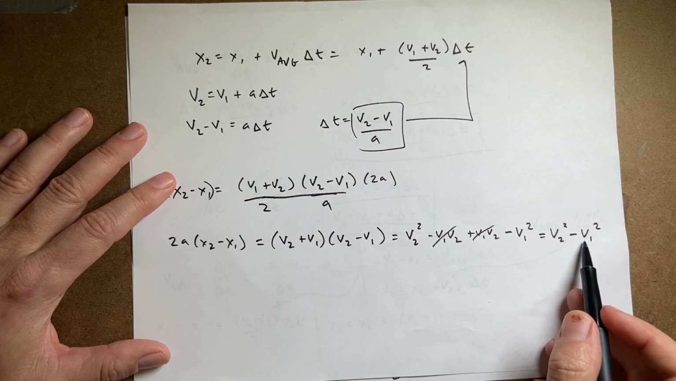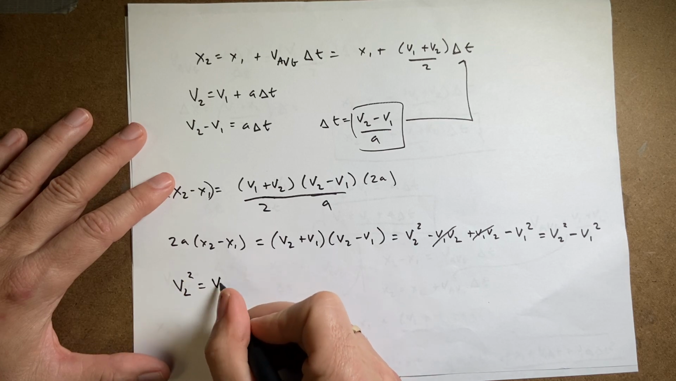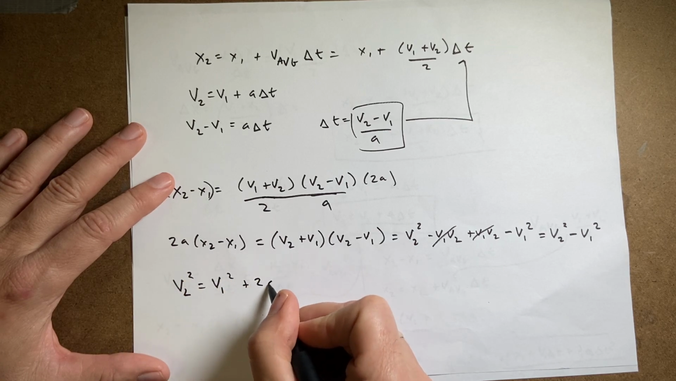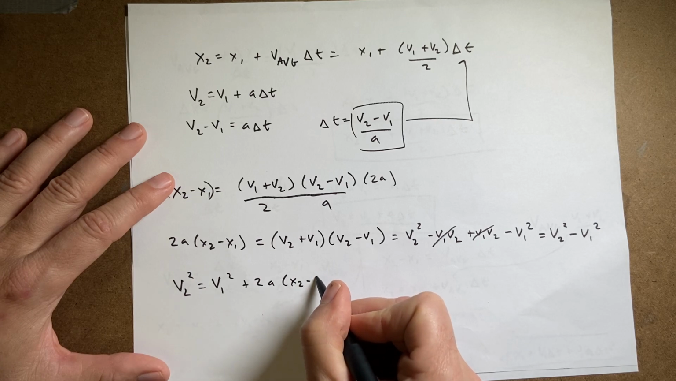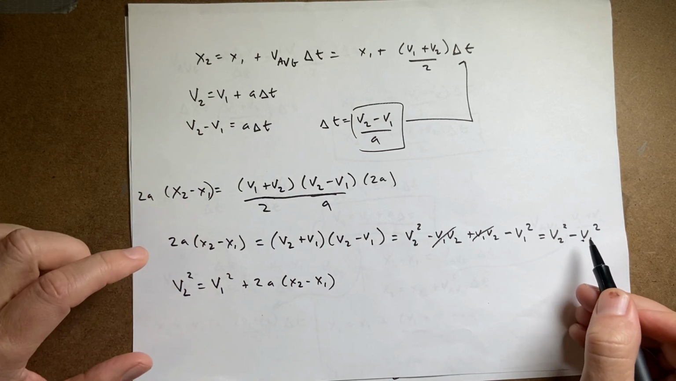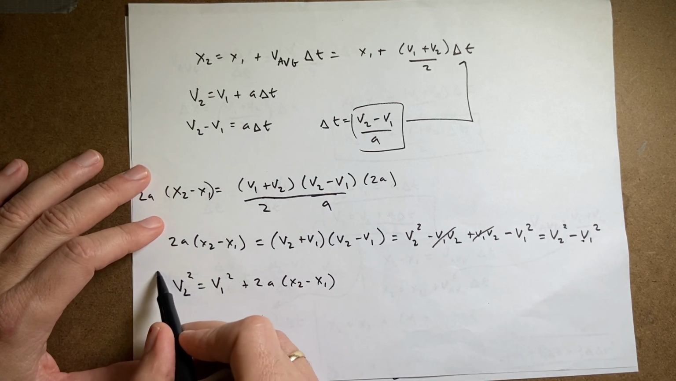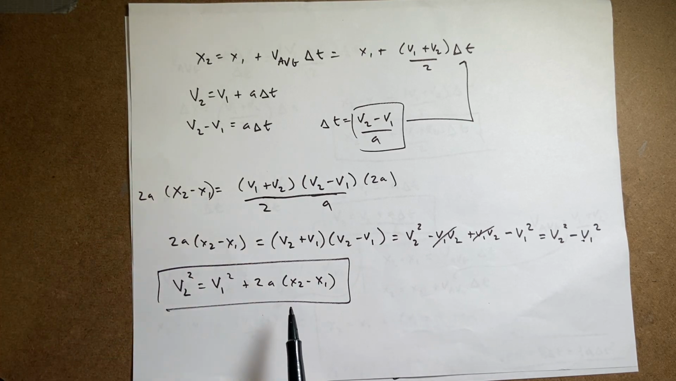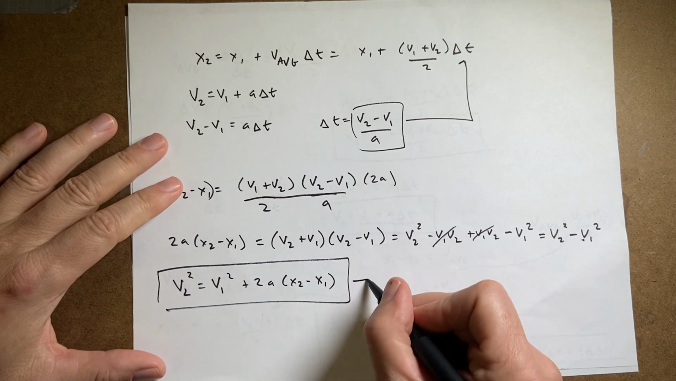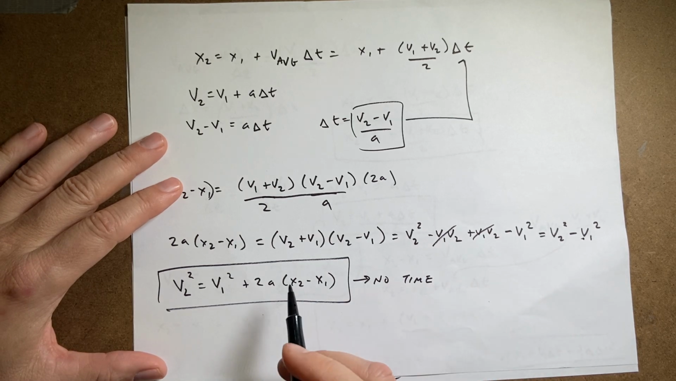Now I'm going to add v1 squared to both sides, and I get v2 squared equals v1 squared plus 2a (x2 minus x1). So I just add v1 squared to both sides, and I get this stuff. And there is your third kinematic equation. So what's really important about this one is that it has no time. There's no time in that equation.